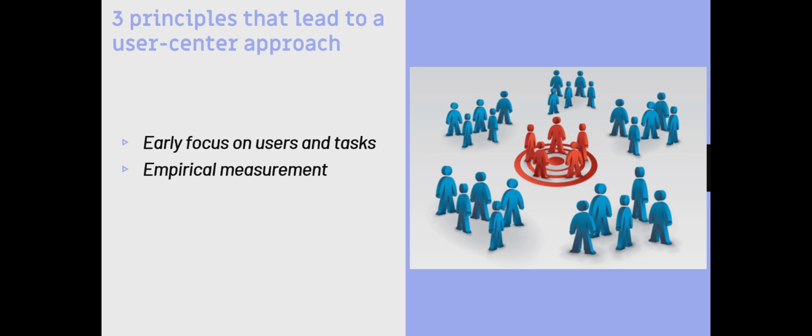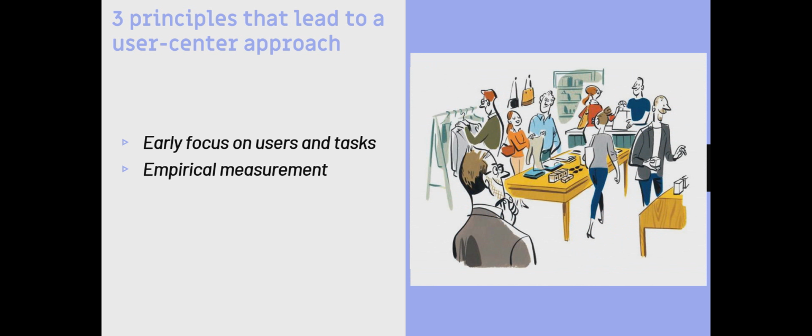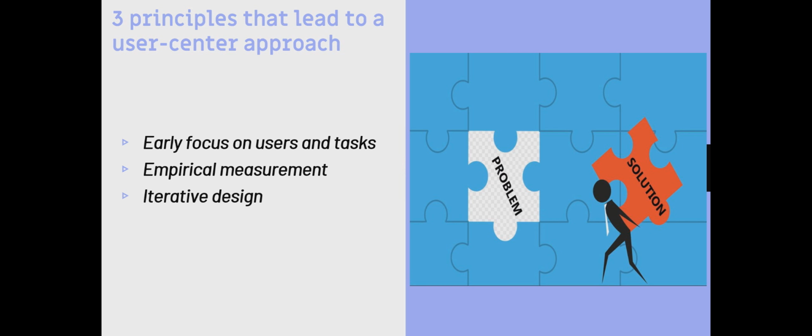Empirical measurement: the reactions and performance of intended users to printed scenarios. Users interact with simulations and prototypes. Performance and reactions are observed, recorded, and analyzed. Iterative design: when problems are found in user testing, they are fixed and then more tests and observations are carried out to see the effect of the fixes.